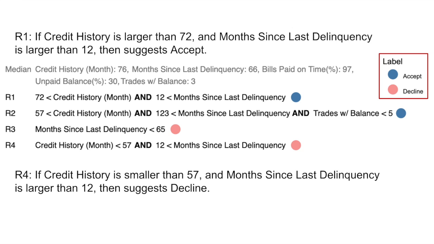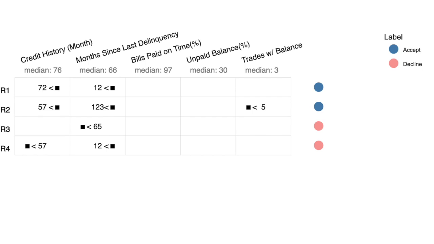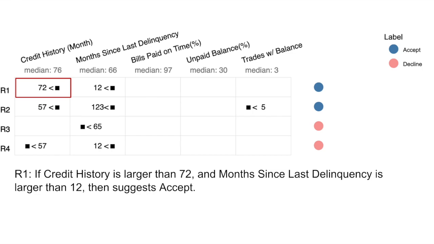For the same set of rules R1, R2, R3 and R4, we can also present them in this way. In this table, each row is a rule, and each column represents a feature. For each rule in a row, the condition is placed at a specific column according to the feature it uses. Similarly, if an application has a value of credit card larger than 72, and months since last delinquency is larger than 12, then it matches rule R1, which suggests accept.